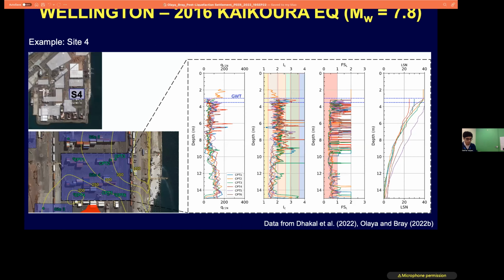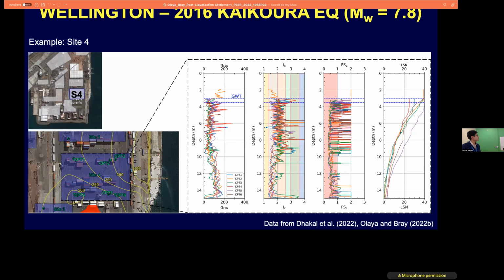So how do we define a site? This is the Wellington port after the 2016 Kaikoura earthquake. The site was shaken and settlement was observed in several areas of the port. Here you can see an enlarged view of the port on the top left image, where site 4 is highlighted around the other sites. The enlarged view of site 4 is down here, where we have 6 CPTs.